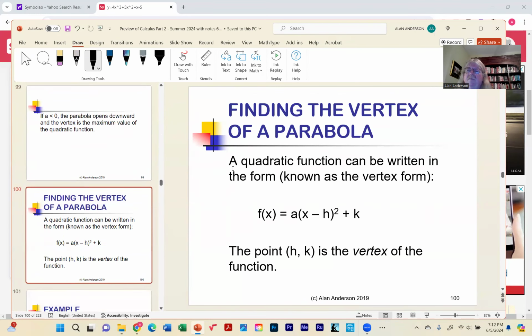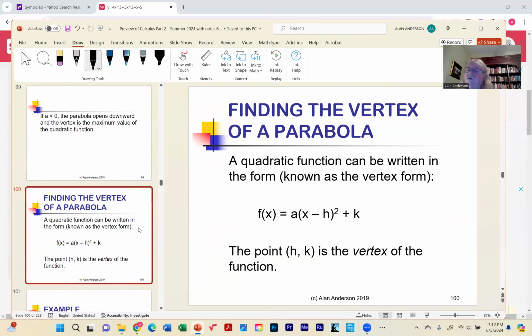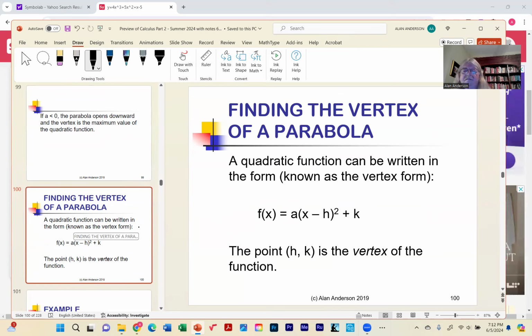Now, by the way, remember we said before that there's two different ways of writing a linear function. We have the point slope form, which is what we're not used to, and then the slope intercept form, which is what we're more used to. The same thing is true for a parabola, or rather a quadratic function, which is expressed as a parabola. You can write it like this.